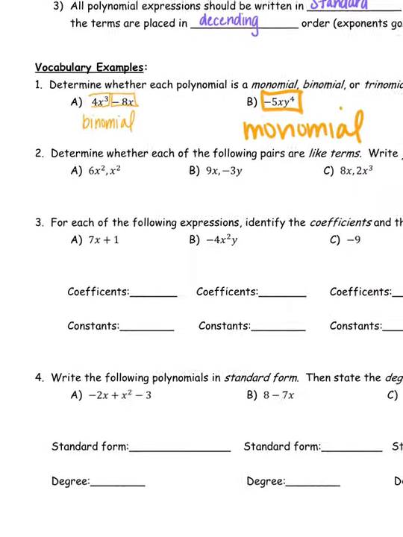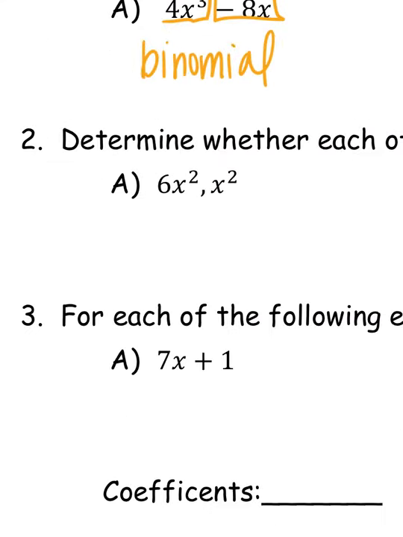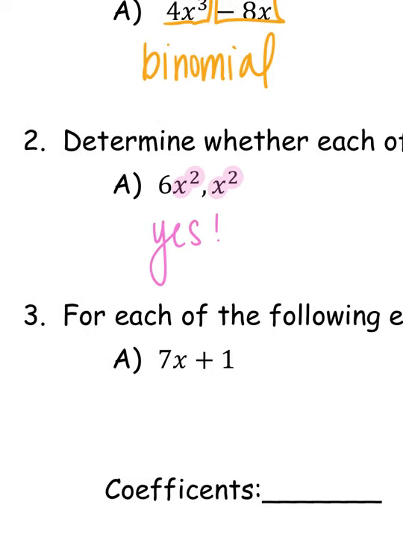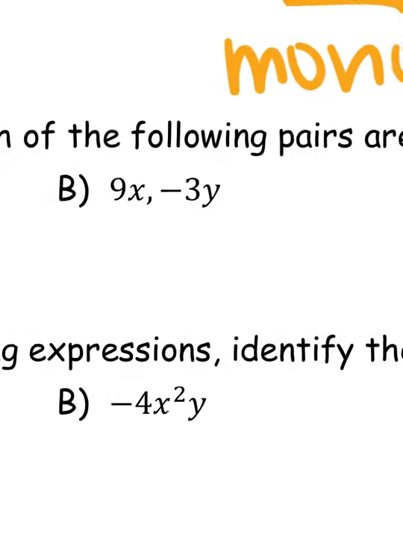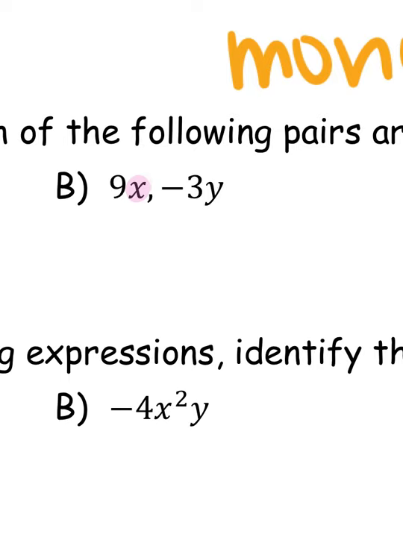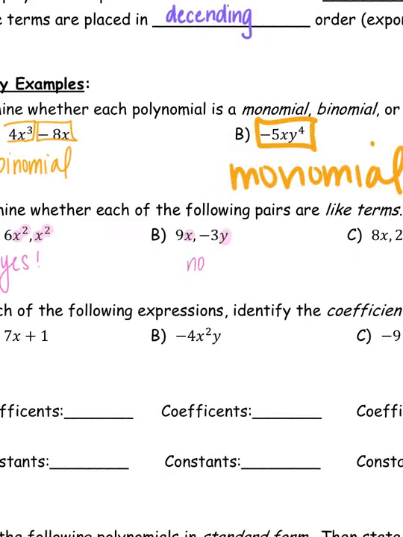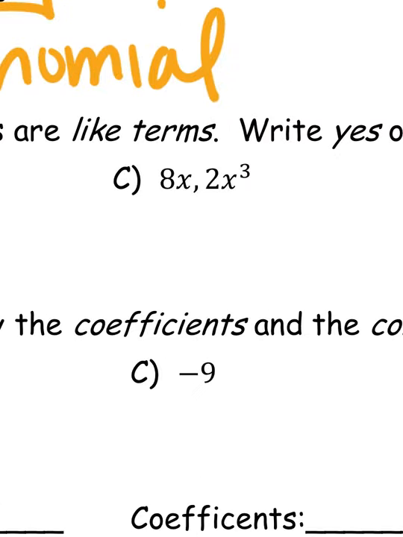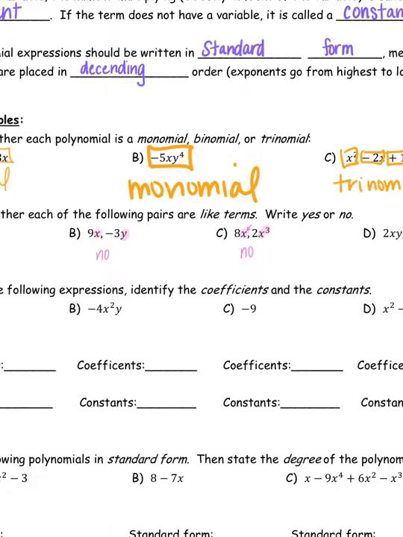Now, here it says determine whether each of the following pairs are like terms. Write yes or no. So are these two like terms? The variables are x and the exponents are 2. So this would be a yes. We have the same variable and the same exponent. Here, my variable is x here, and my variable is y here. So our variables are not the same, so these are not like terms, so no. Here we have 8x and 2x to the third. My variable x, those are the same, but this variable has a 3 attached, and this one does not. So these are not like terms, so that would be a no as well.